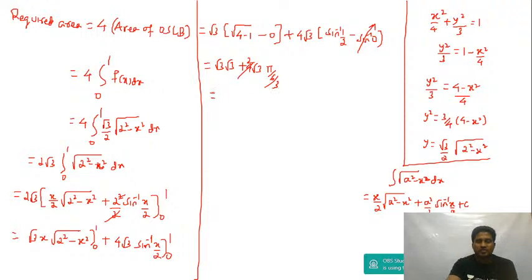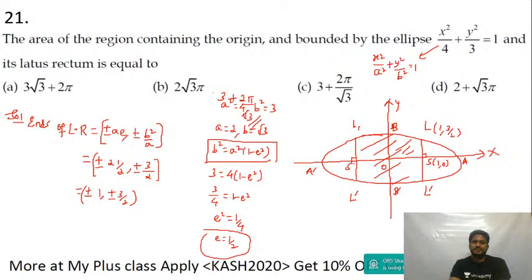Right, now if I bring it to the option form, guys, this will be equal to 3 plus 2 into root 3 by 3, which is 3 by root 3 by 3, which is 1 upon root 3. That's the answer. Answer is option C, 3 plus 2 pi upon root 3. Yes, answer is option C.